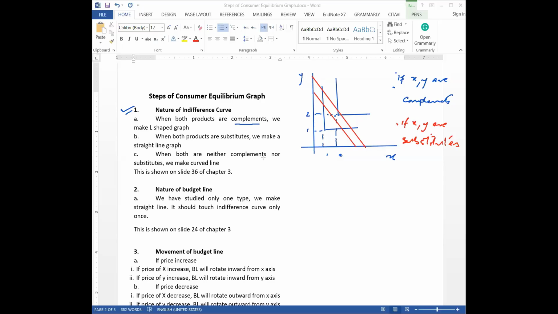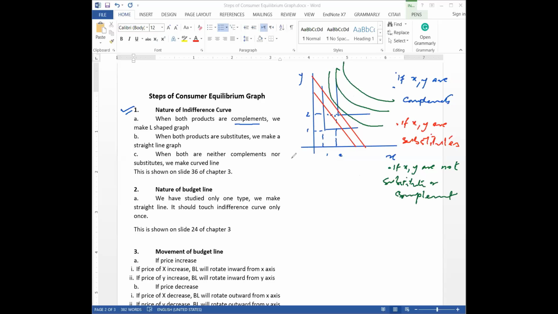Okay, so that's why they are straight lines. So the third case that it discusses is, let me take a different color, if X and Y are not substitutes or complements. So what will happen? It will be the standard indifference curve that we drew in the graph class, and it will be like this curved line, and they will be parallel to each other. So these are three types of indifference curves.